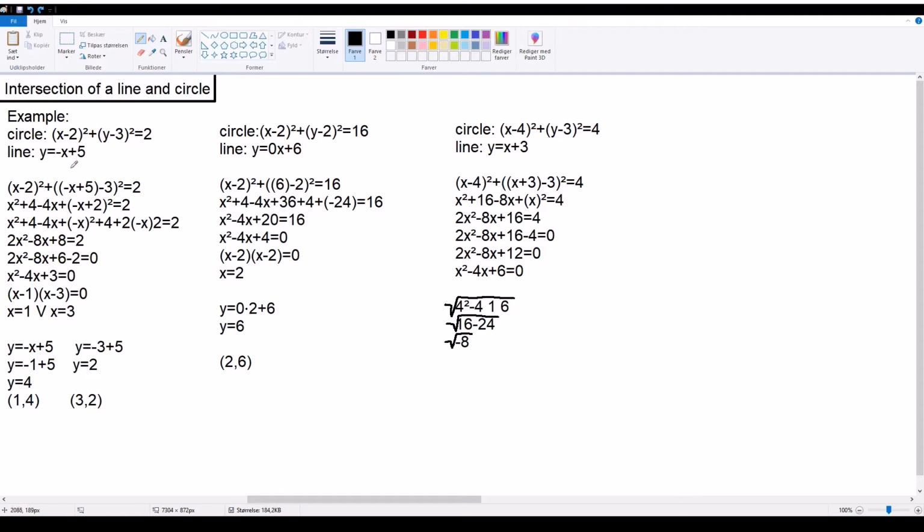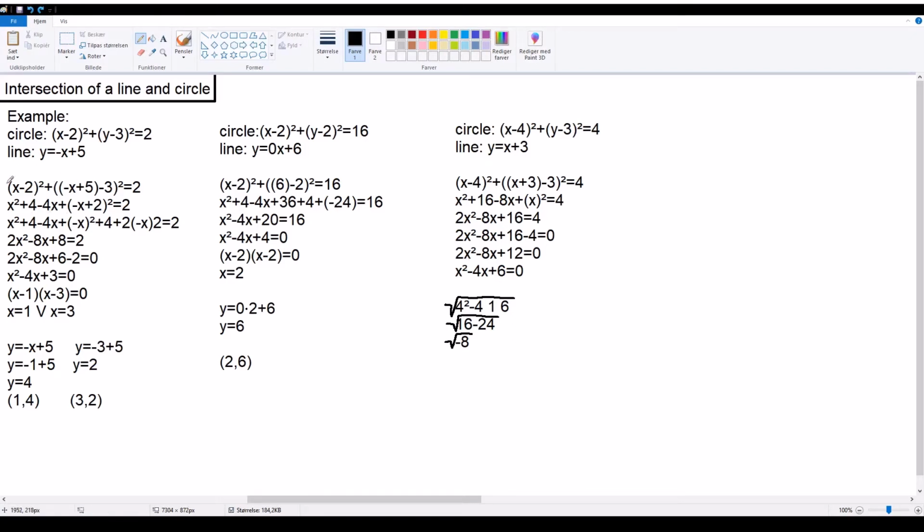Because as you can see, the y here is just a normal y, while the y here is also a normal y, meaning that y here and y here must be equal to each other if they intersect, meaning that you can simply plug this y into the equation for the circle. Now all you have to do is simplify and reduce it.